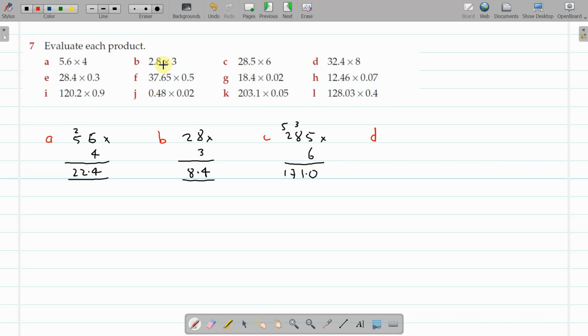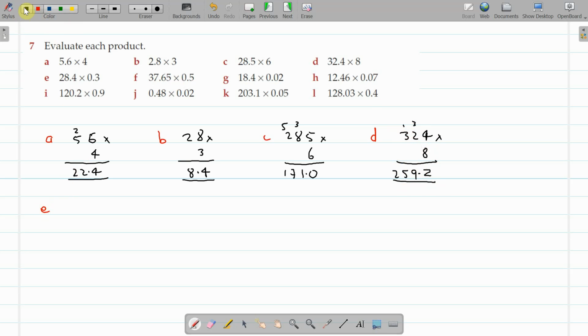D. Okay. 3, 2, 4. We're taking the decimal point out. Times 8. The answer will only have 1 decimal place. 8 times 4, 32. 8 2s is 16 and 3 is 19. 8 times 3 is 24, plus 1 is 25. Add 1 decimal place.